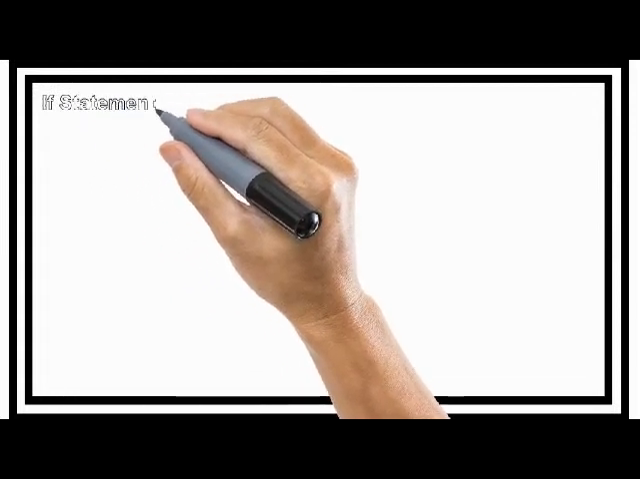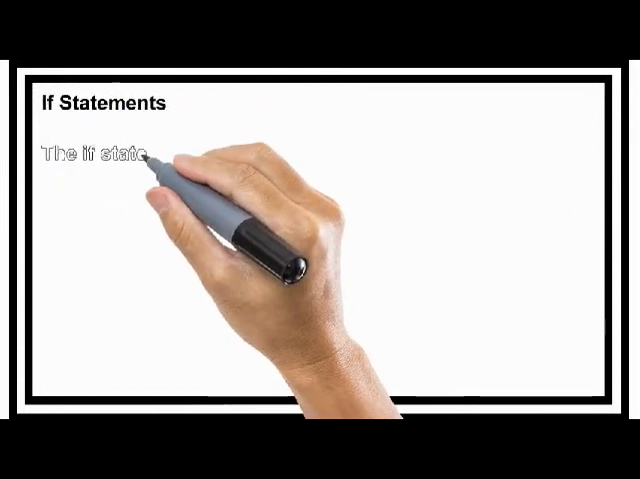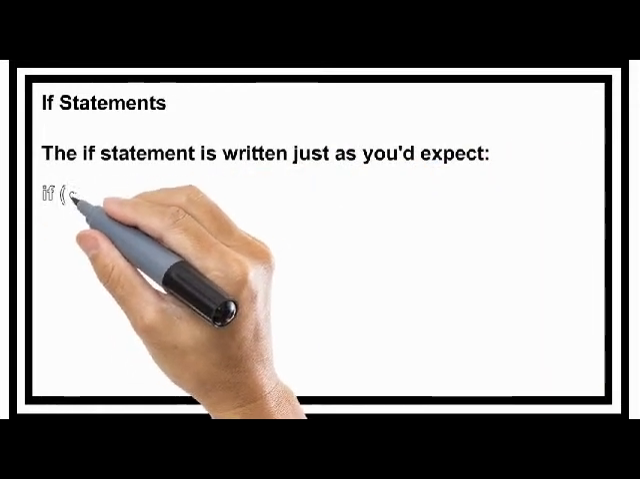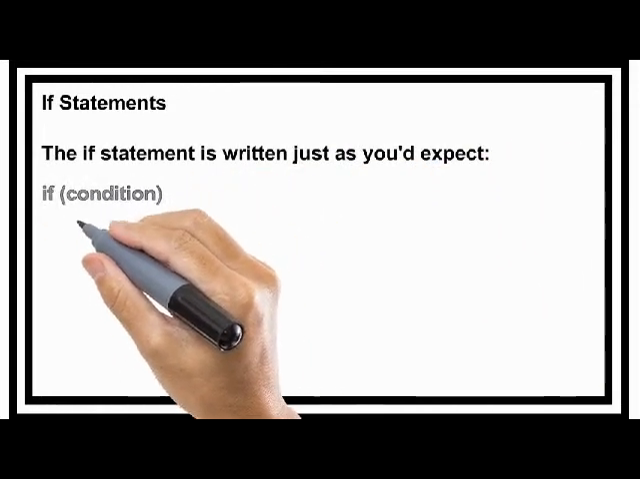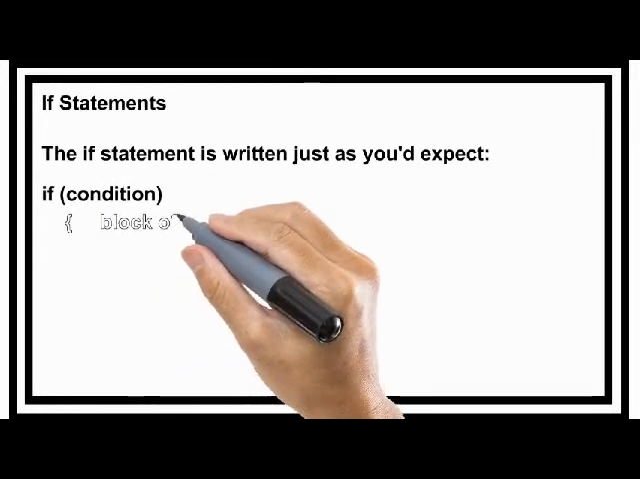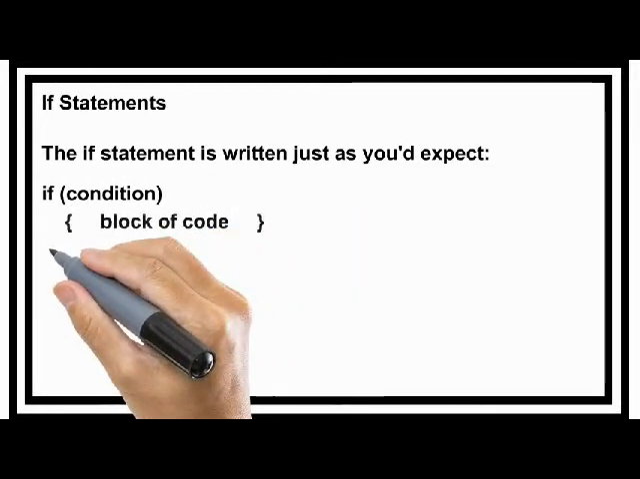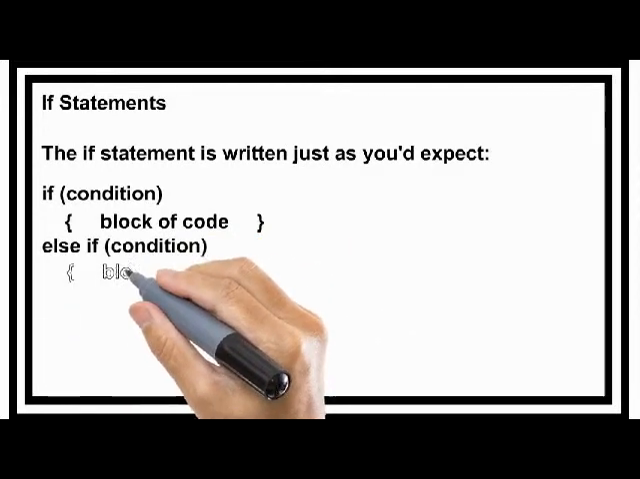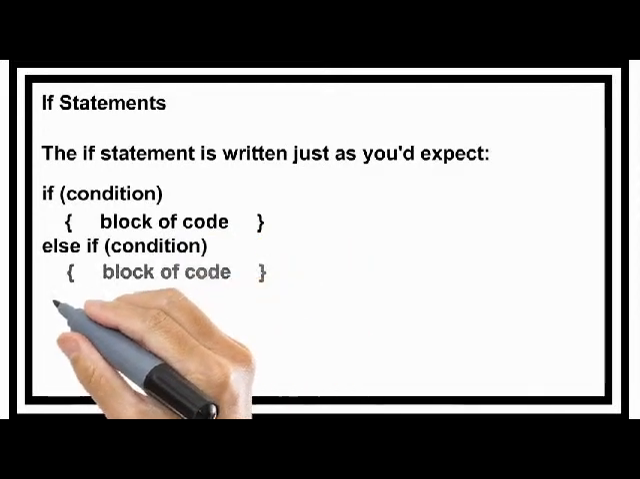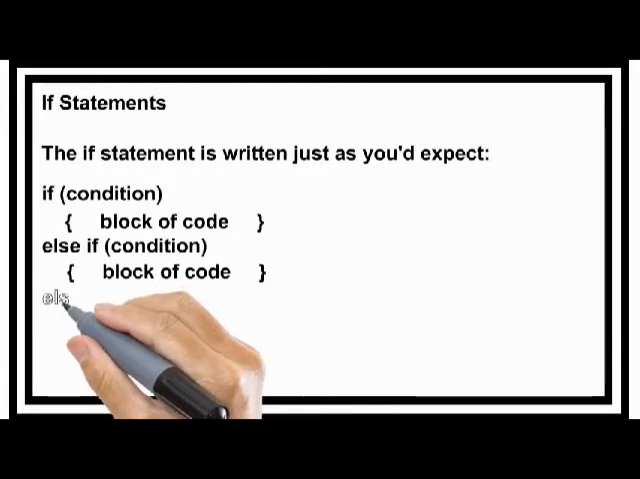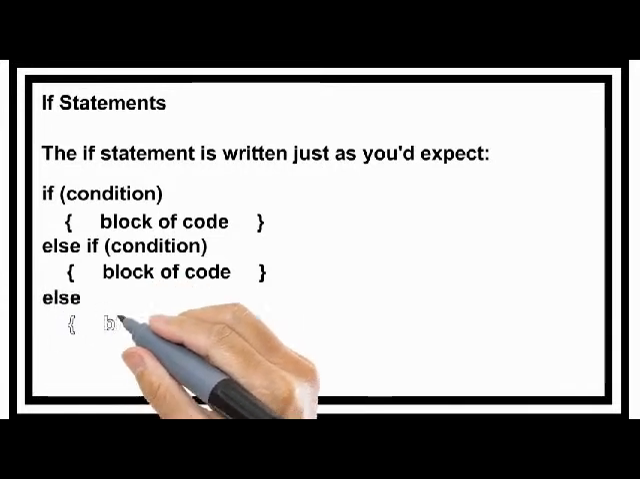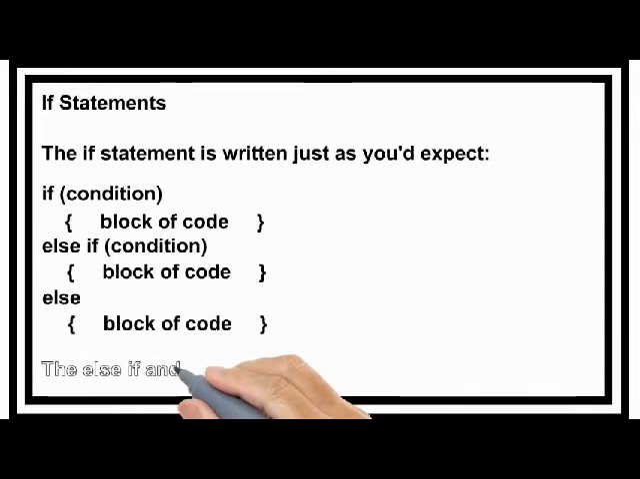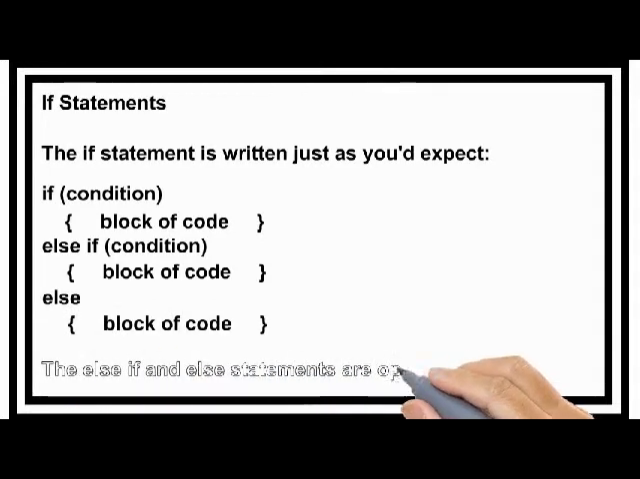If statements. The if statement is written just as you'd expect. If condition followed by a block of code. Else if condition followed by a block of code. Else followed by a block of code. The else if and else statements are optional.